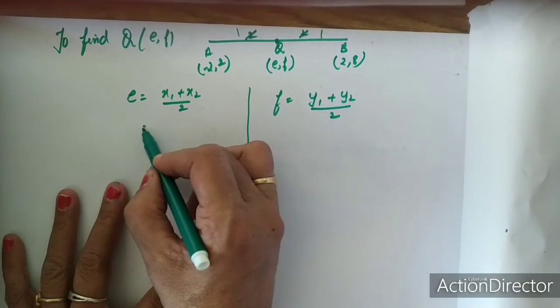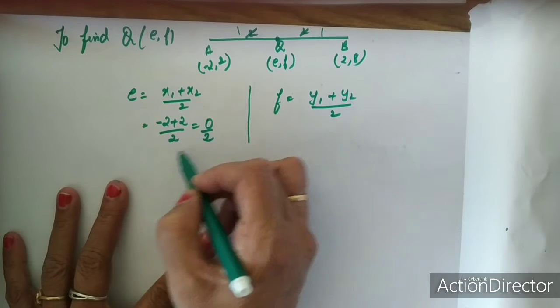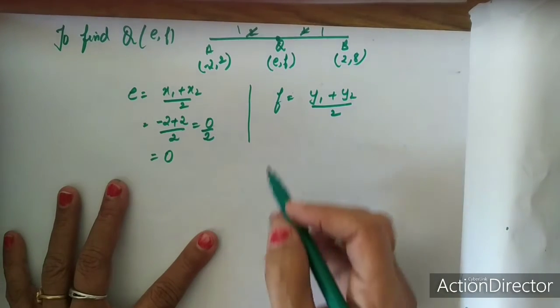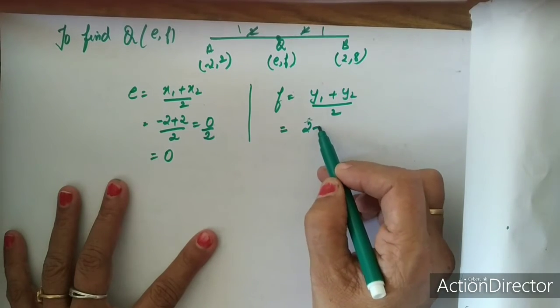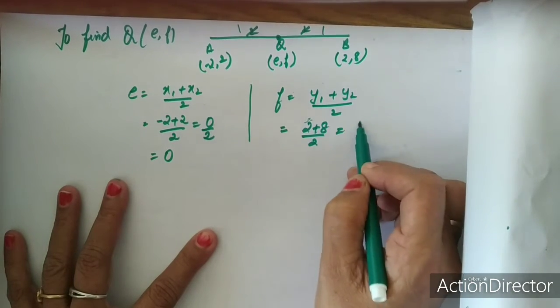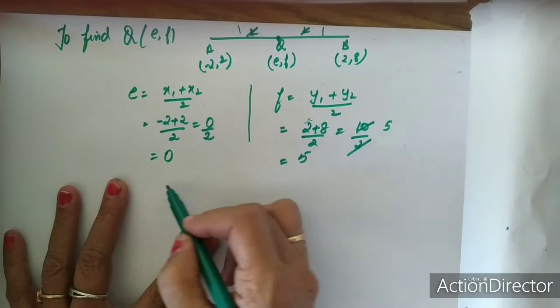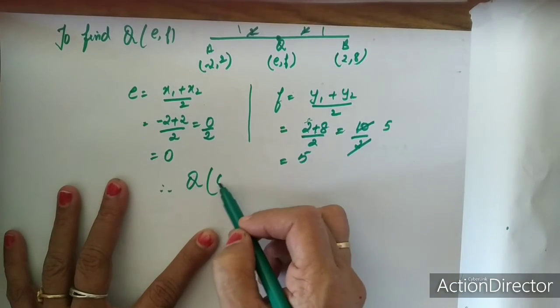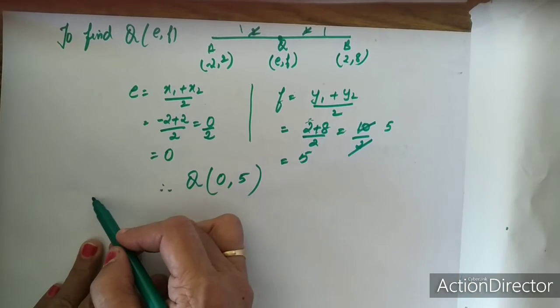What is X1? -2 plus 2 divided by 2, which is equal to 0 upon 2, that is equal to 0. Coming over here, what is Y1? 2 plus 8 divided by 2, this is equal to 10 divided by 2, which is equal to 5. So therefore my coordinates of Q will be 0, 5.